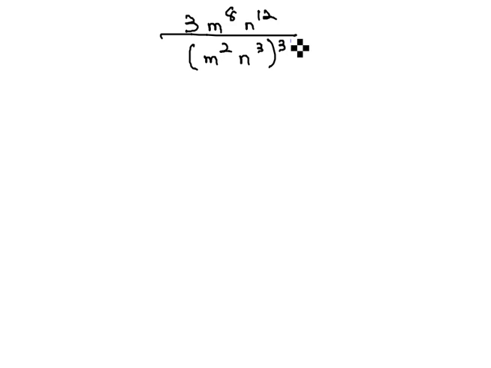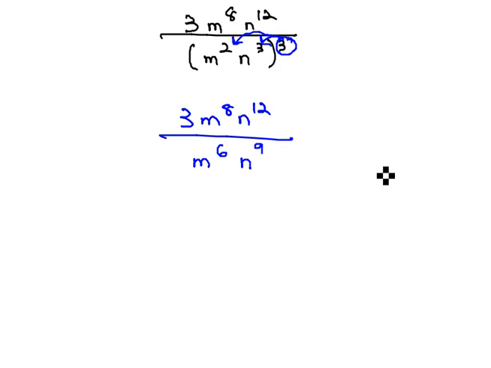The power rules say if we have an exponent outside of parentheses, it can go on to each factor inside the parentheses. As we do this, we will multiply the exponents. In the denominator, we have m to the 2 times 3, or 6, n to the 3 times 3, or 9. The numerator is still 3m to the 8th, n to the 12th.